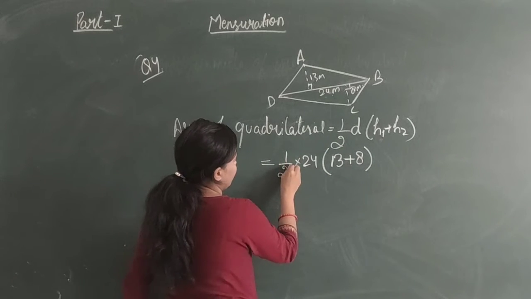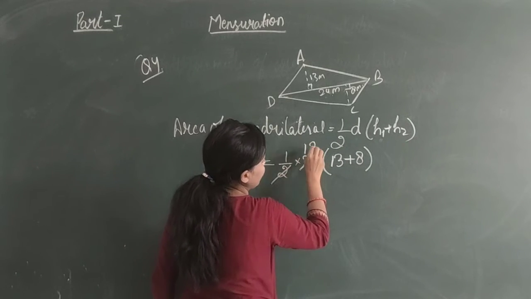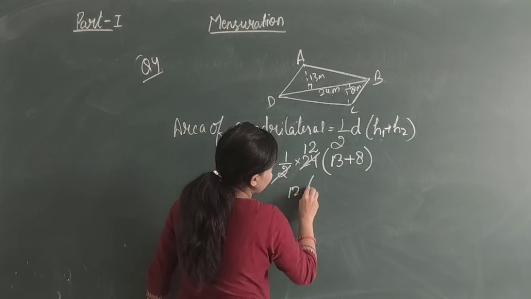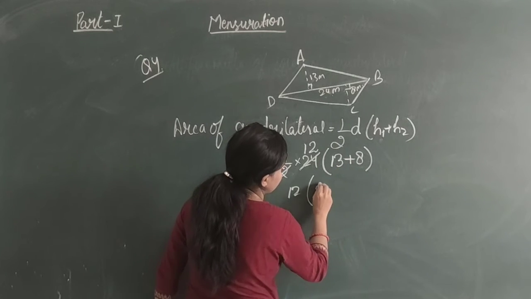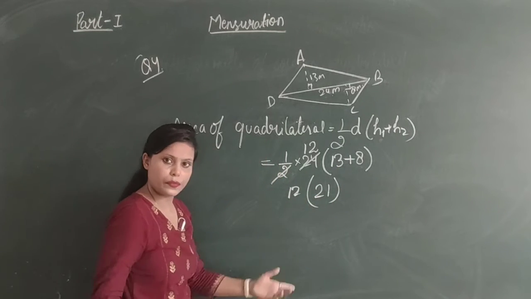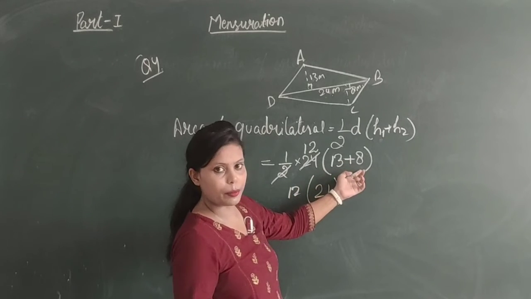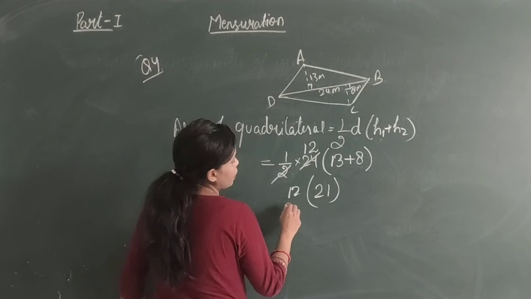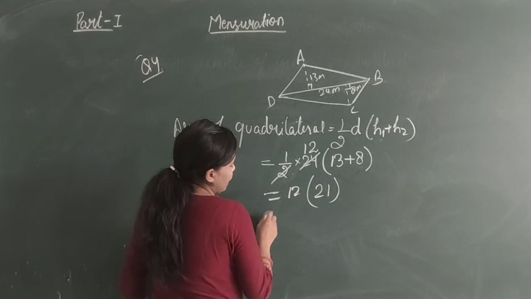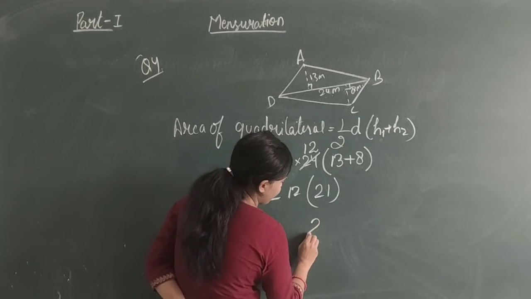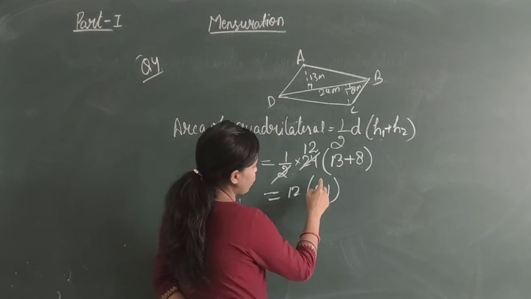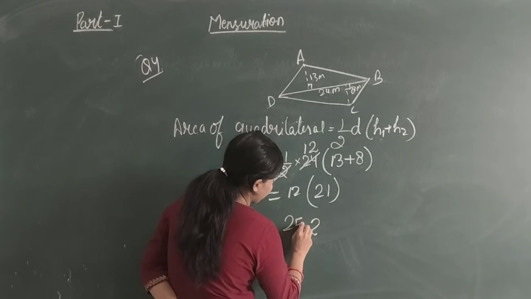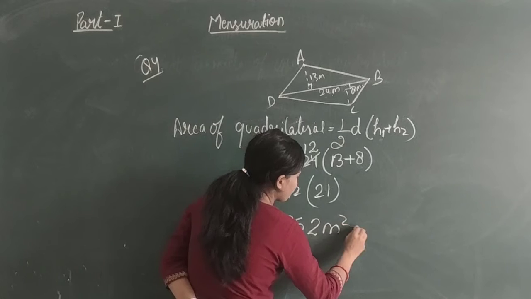Alright. Now on solving I will get 12 multiply, 13 plus 8 will be 21. Now multiplying, I will get 12 ones are 12, carry 1, 12 twos are 24, 24 and 1 is 25. So this will be the area of this field.